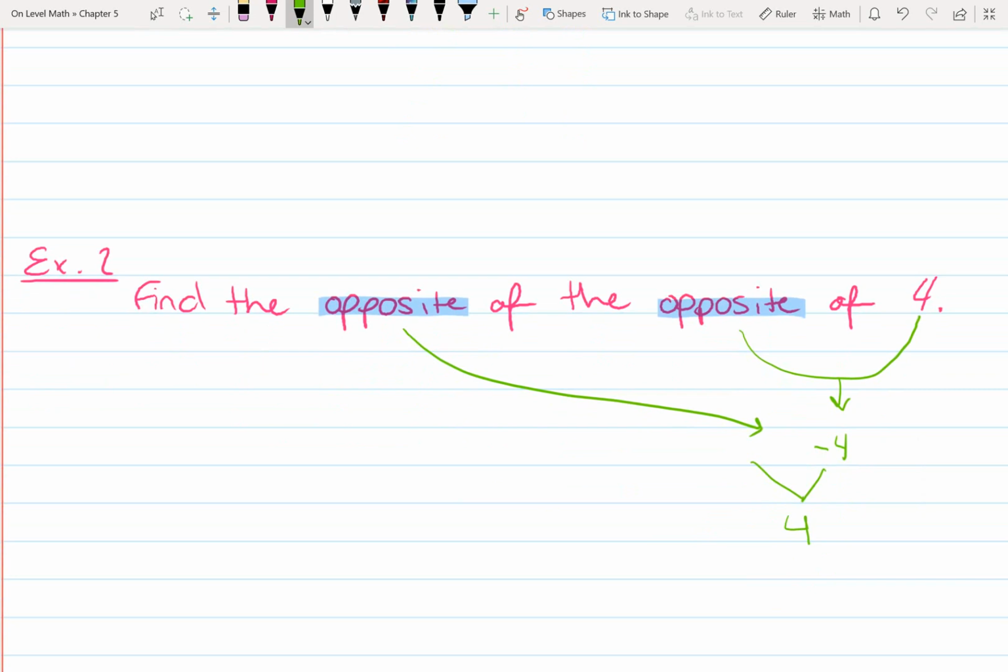So we start back at the beginning, right? We started with a positive 4, we end with a positive 4. So that's like saying, what's the opposite of up? It's down. Well, what's the opposite of that? It's up, right? So if you take the opposite twice, you just get back to where you started.